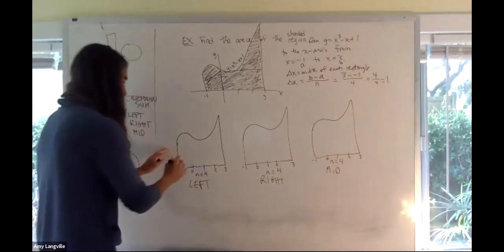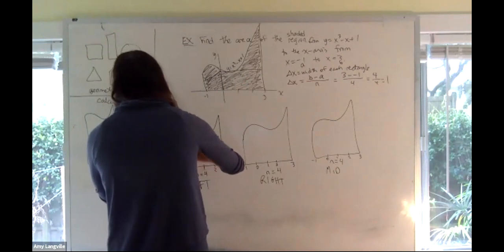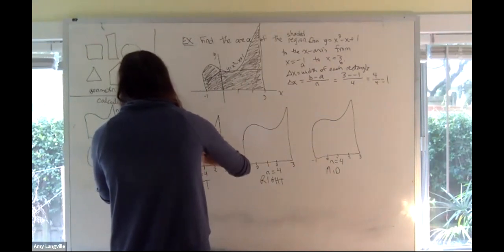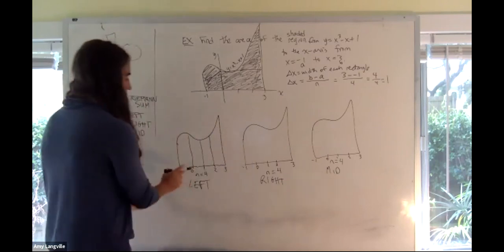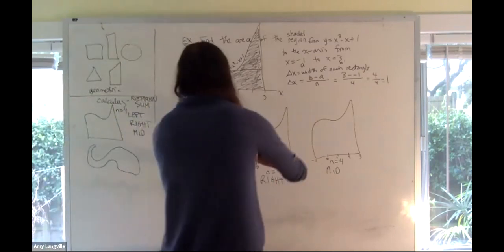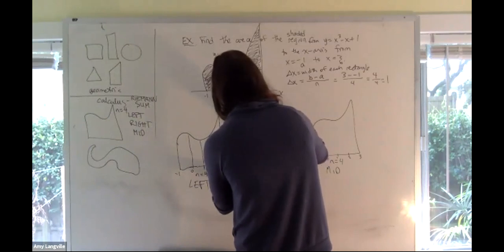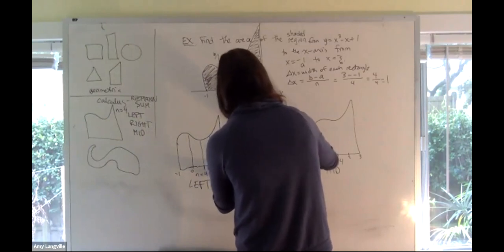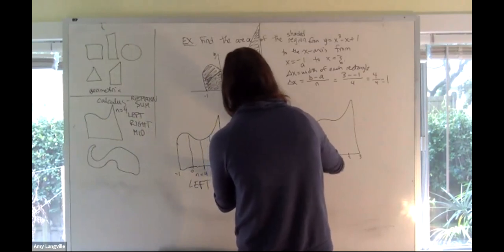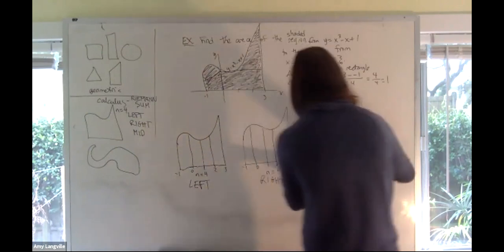Okay, then that divides our region. So I'm going to draw a line into 4 equally spaced regions. And then we'll come back and draw the heights of the rectangles. We know the width of each rectangle is always 1.